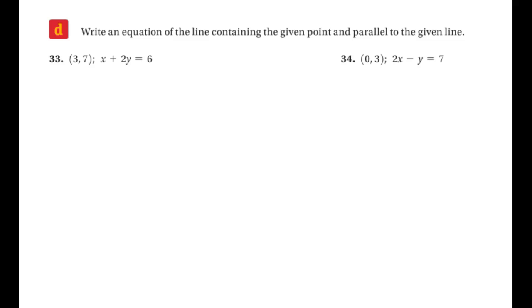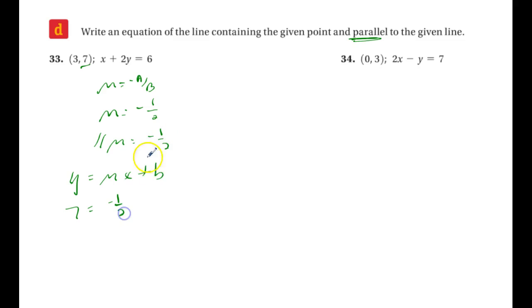So again, writing equations of lines that are parallel, identify the slope by using monkeys wouldn't prefer apples over bananas, -1/2. Parallel slope is the same slope, and then writing the equation of the line. I like to use y equals mx plus b. The y value is 7. The slope we just found is -1/2. The x is a 3.